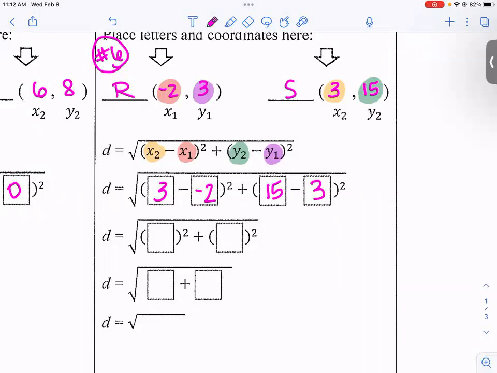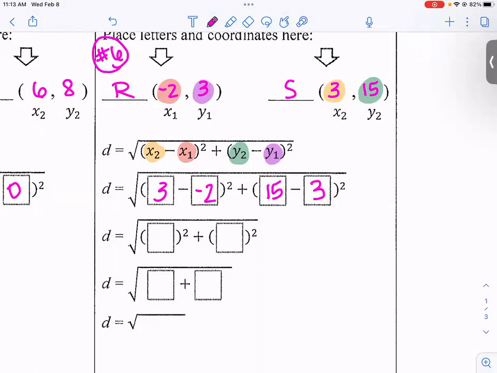Okay. Now I need you to be careful. We're taking 3 minus negative 2. What happens when we take 3 minus negative 2? It turns to 3 plus 2. Two negatives make a positive, people. Two negatives make a positive. Okay, 3 minus negative 2.